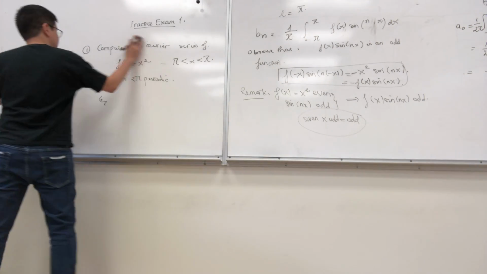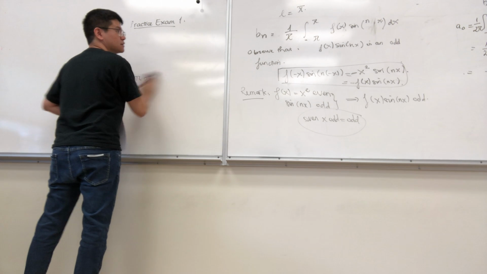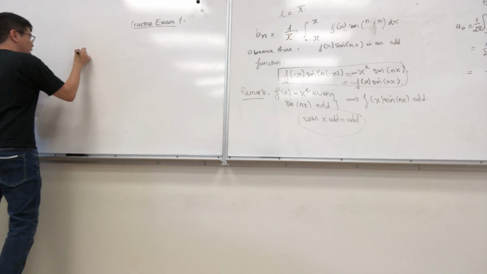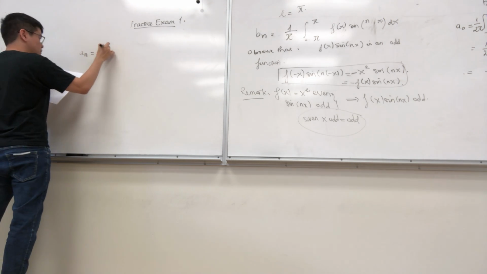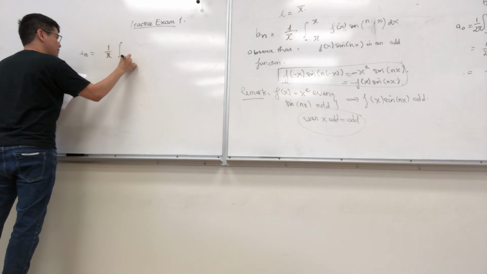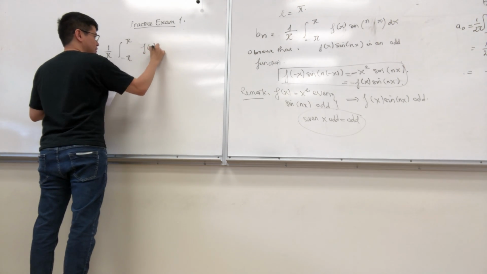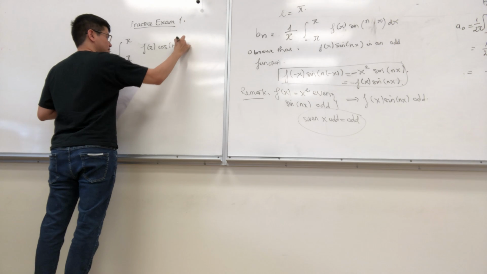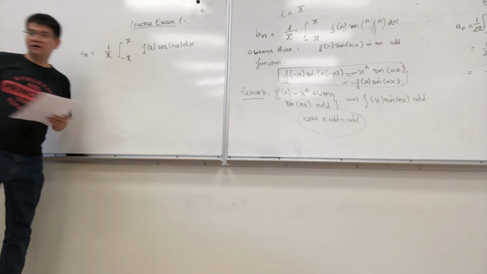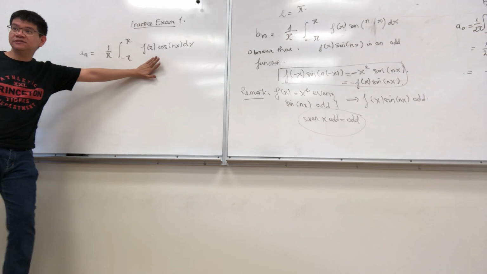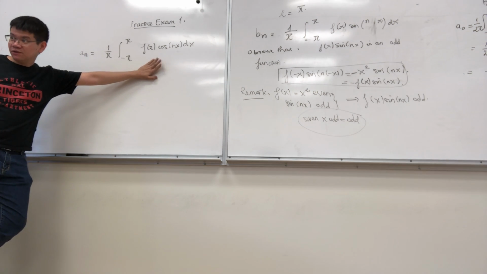Now let us continue with an, which is 1 over pi, integral from minus pi to pi of f(x) cosine of nx dx. All right? It's good. Right. So in this case, again, you're going to see that this is an even function.